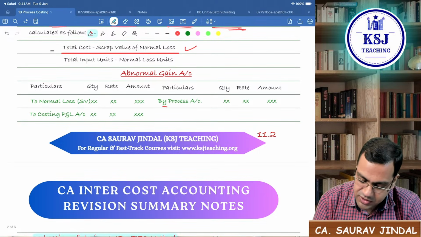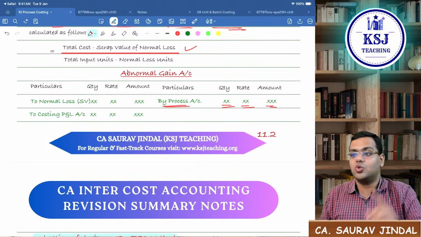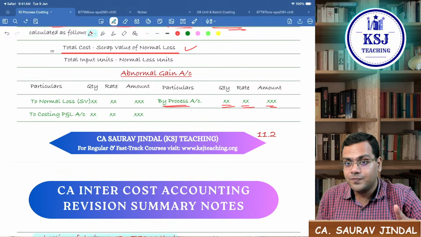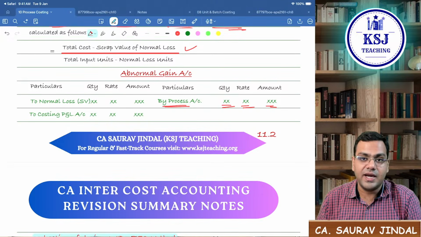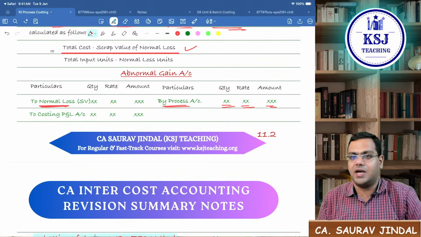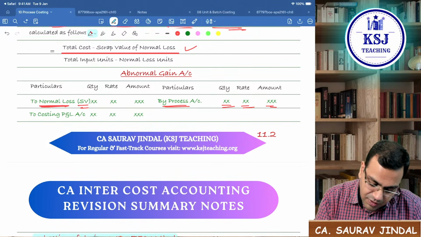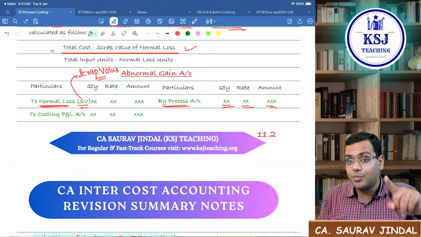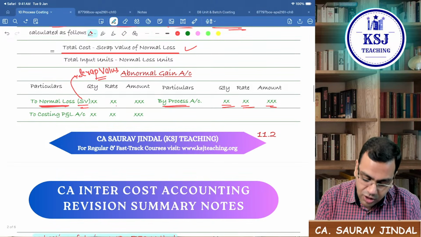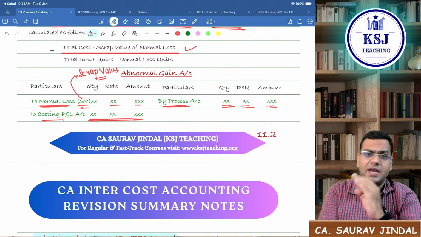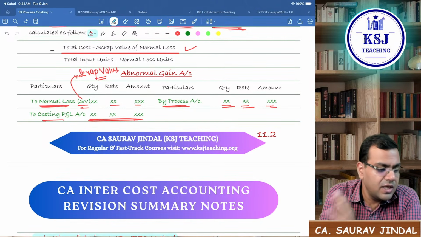You'll write here by process account. And abnormal gain is what? Abnormal gain is a reduction of normal loss. So if there is any scrap value that you are getting, you will debit it to the normal loss. You will reduce your normal loss by that amount, right? SV means the scrap value here. So here you will not take bank, you will take normal loss, as you are reducing the value of your normal loss quantity rate amount. The rest will go to the costing P&L account, because abnormal loss, abnormal gain, any kind of abnormal item will always go to costing P&L.